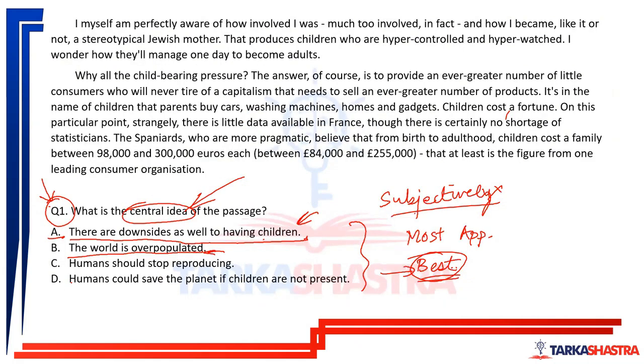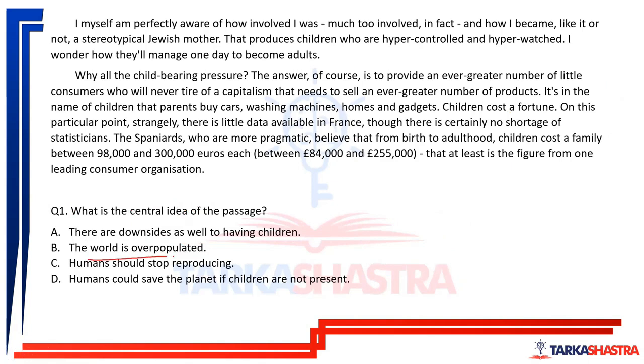And here she's talking about the impacts of having children. So you can say that the majority of the passage focuses on downsides of having children. So that could be a better answer. But world is overpopulated is a sentiment given in a very small area. Humans should stop reproducing, though it feels like she is kind of leaning towards that idea, or she's saying that maybe children are not at all that important, or maybe she's saying that if humans don't reproduce as much, it will not be a problem.